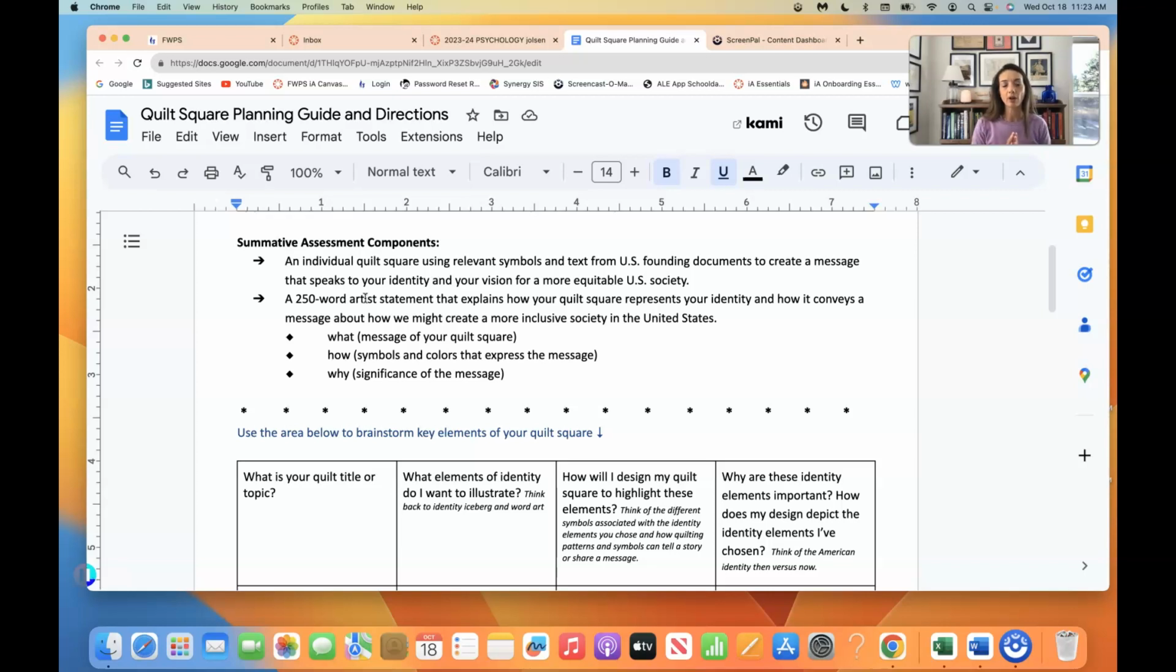You are putting together a whole bunch of things that we have been learning about in Unit 1. So we've been learning about the U.S. founding documents, intersectionality, inclusion, liberty and justice for all. All of those elements of history you are putting together in this quilt square. Okay, so where it says here, relevant symbols and text from the U.S. founding documents, those are the Declaration of Independence, the Bill of Rights, the Constitution.